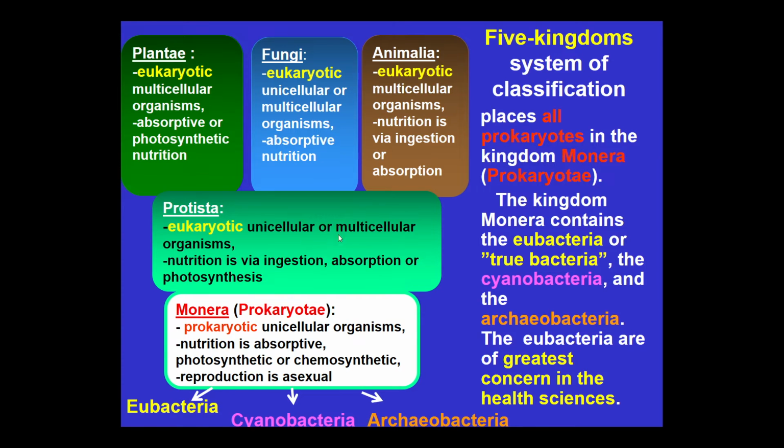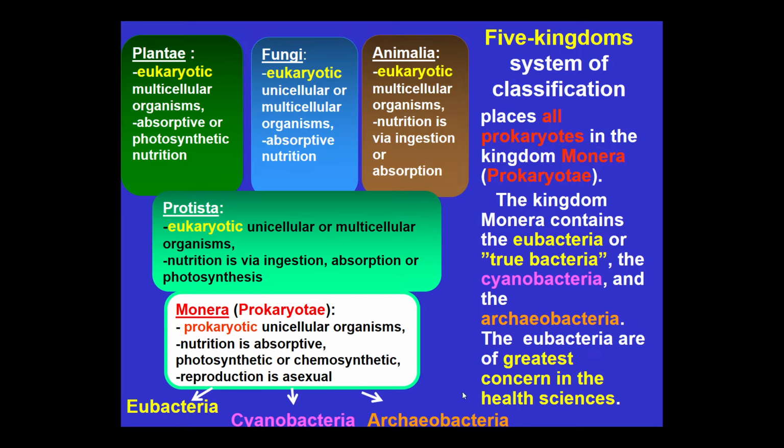Other than prokaryotes, here are protozoa. These are eukaryotic unicellular or multicellular organisms with nutrition via ingestion, absorption, or photosynthesis. Then animals, which are eukaryotic multicellular organisms with nutrition via ingestion or absorption. Fungi, which are eukaryotic unicellular or multicellular with an absorptive type of nutrition similar to that of prokaryotic cells. And plants, which are eukaryotic multicellular organisms with absorptive or photosynthetic nutrition.